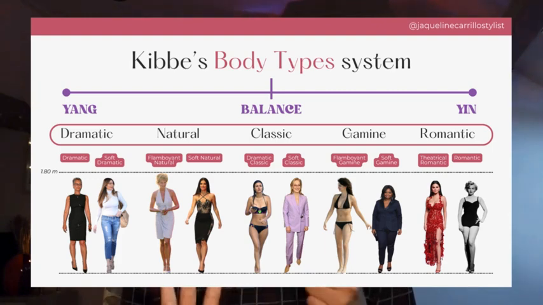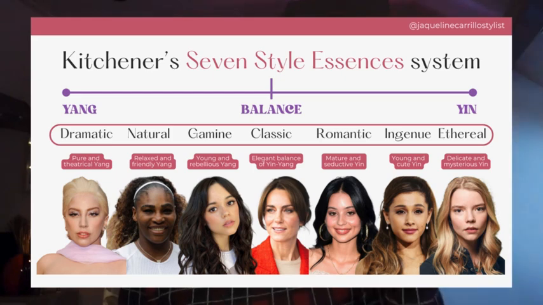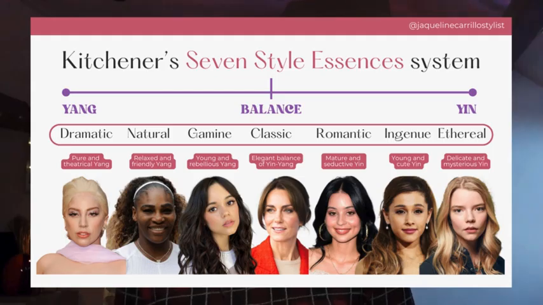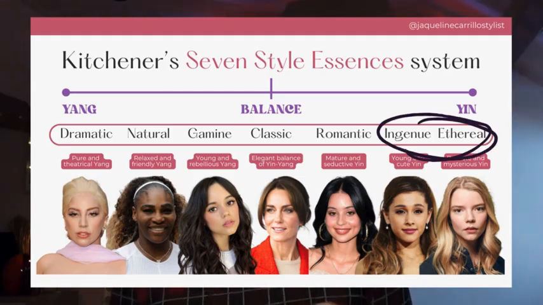The first one, if you remember, Kibbe has 5 main categories, 5 families: dramatic, natural, classic, gamine, and romantic, in that order. In Kitchener's system, gamine is no longer on the yin side of the spectrum but on the yang side, because for him, gamine faces are not as delicate as gamine body types, but we will talk about this later. The second change is that Kitchener added 2 categories Kibbe does not have: ingenue and ethereal, both on the yin side.